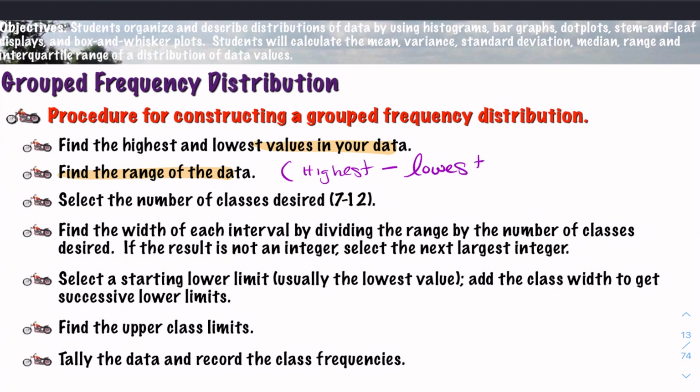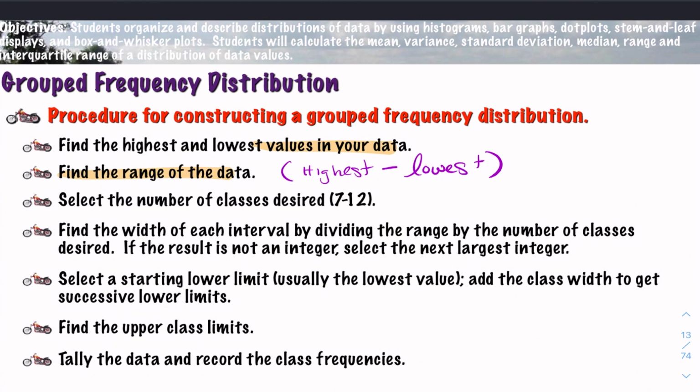Next, we want to select the number of classes desired. Do we want 7? Do we want 12? And that will depend on how many values we have. Find the value of each interval by dividing the range by the number of classes desired.